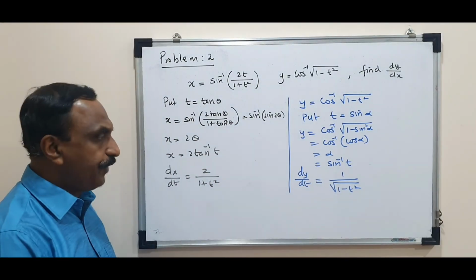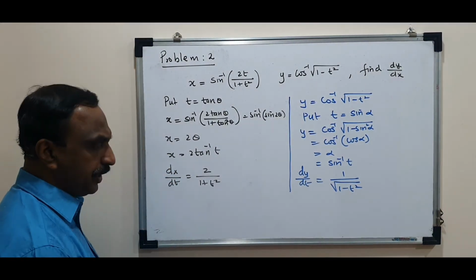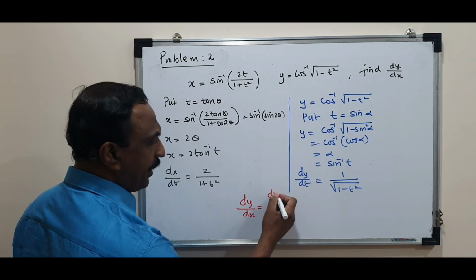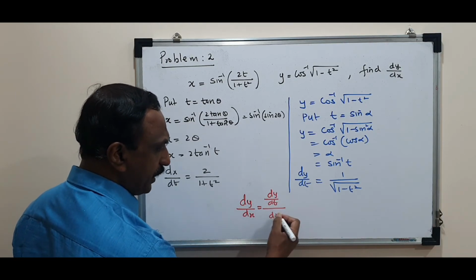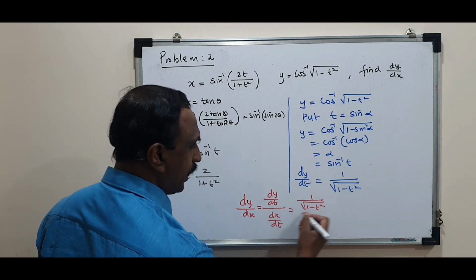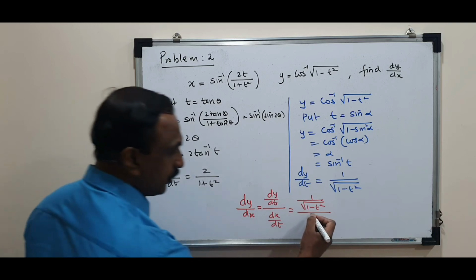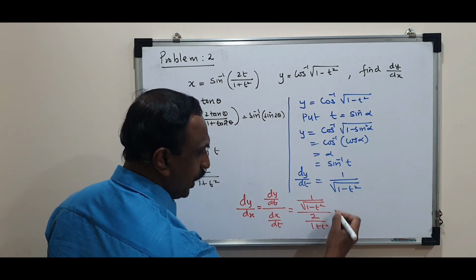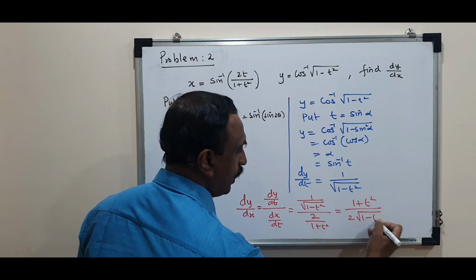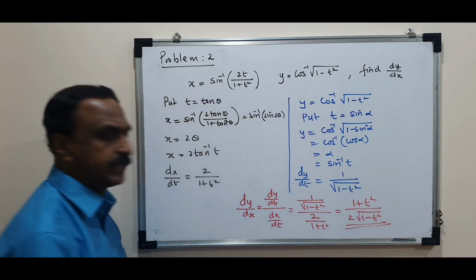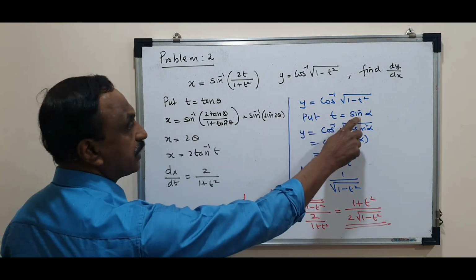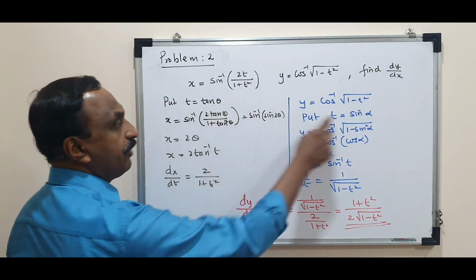Now what do I need to find? I need to find dy by dx. So what is dy by dx? dy by dx is dy by dt divided by dx by dt. So dy by dt is 1 upon root of 1 minus t square and dx by dt is 2 upon 1 plus t square. So I can write my answer as 1 plus t square divided by 2 into root of 1 minus t square. This would be my final answer. This is how you can find it. You notice that here the substitution is tan theta, and here the substitution is sine alpha. They are both different substitutions.